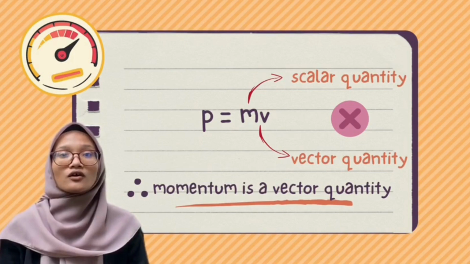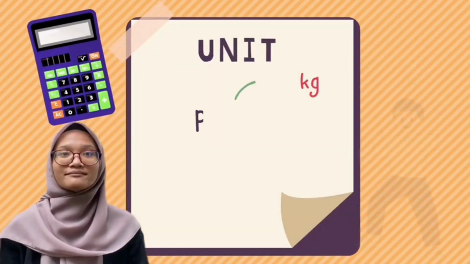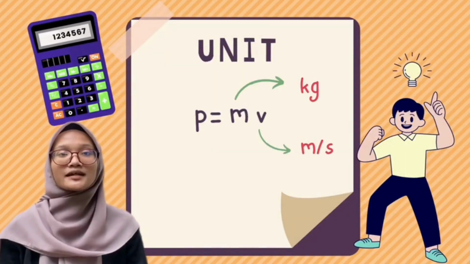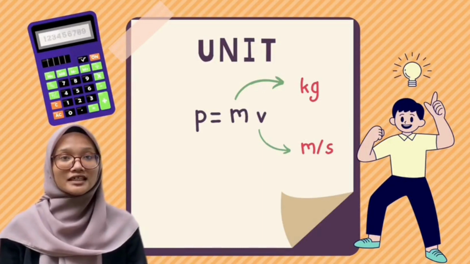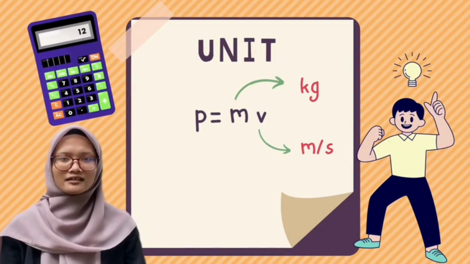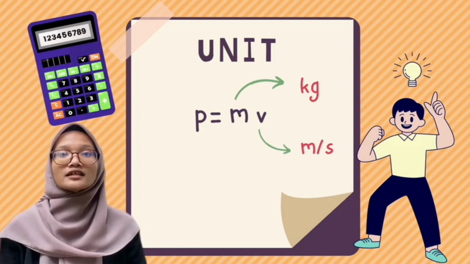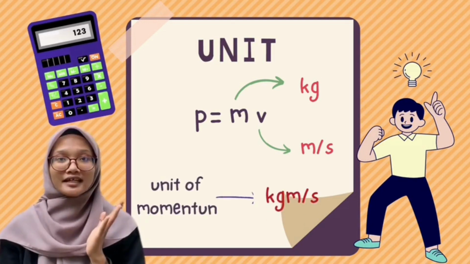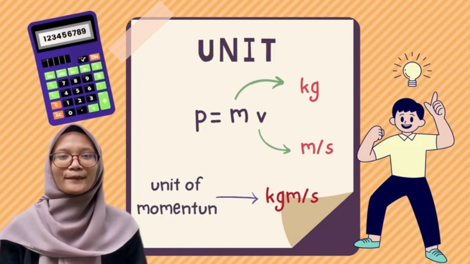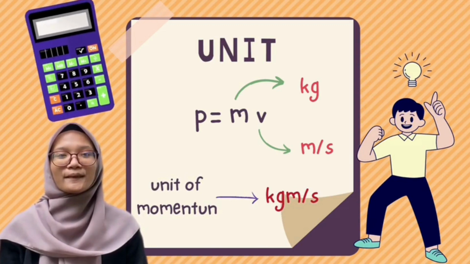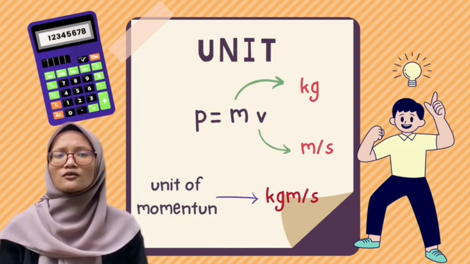Now, let's talk about the units of momentum. Mass is typically in kilograms. Velocity is usually in meters per second. So, momentum will have the unit kilograms times meter per second. But, how is momentum related to impulse?